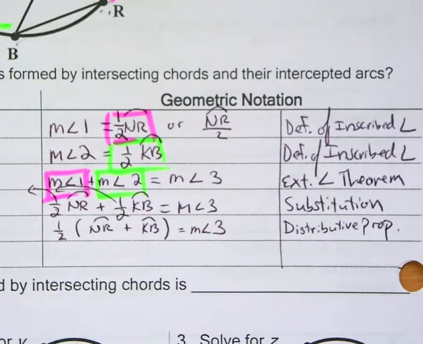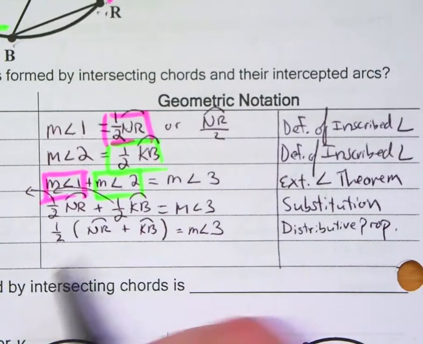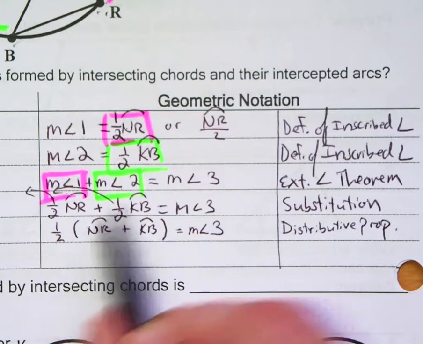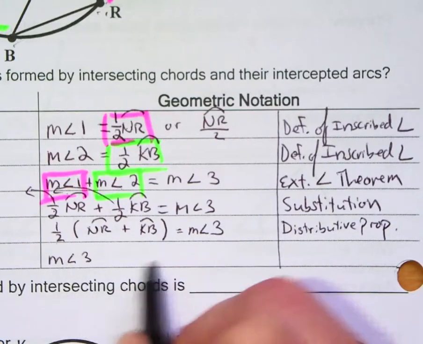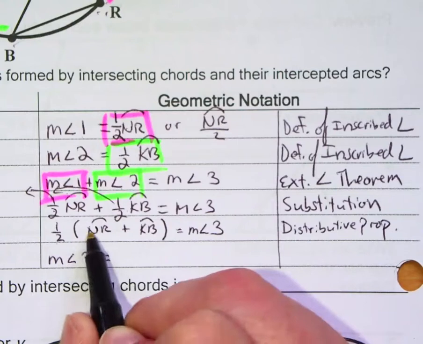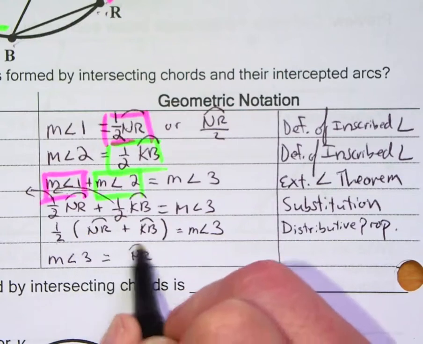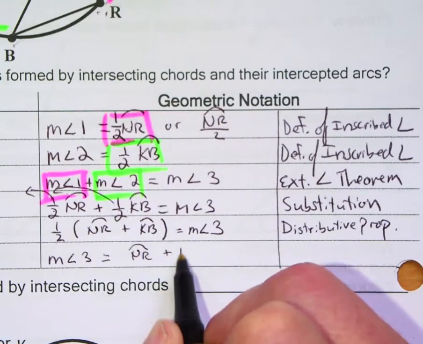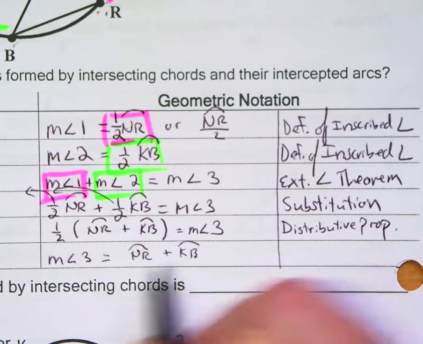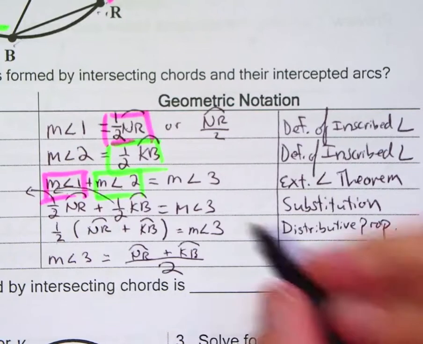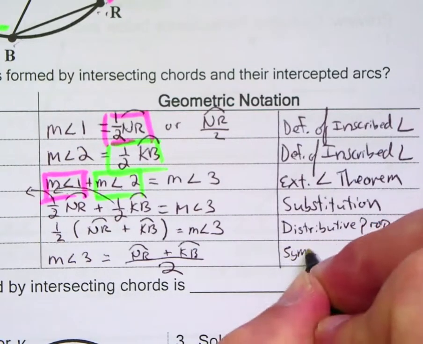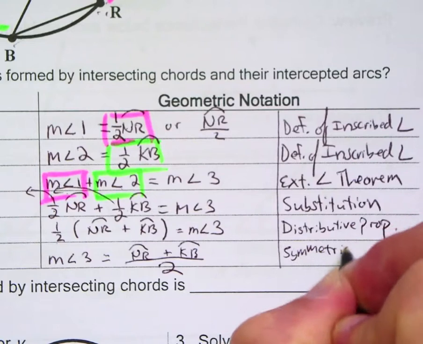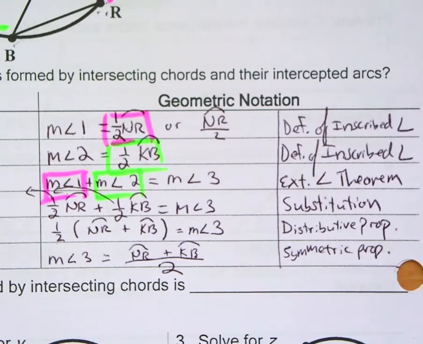So what's the point of doing this? Well, now I'm actually going to flip things around. I'm going to put the measure of angle 3 over here and this expression over here on the right, mainly because it looks cleaner that way. And I am going to do what I said. I'm going to rewrite this, the measure of arc NR plus the measure of arc KB all over 2. And when you switch sides like that, that's just called the symmetric property. And why did I do that?